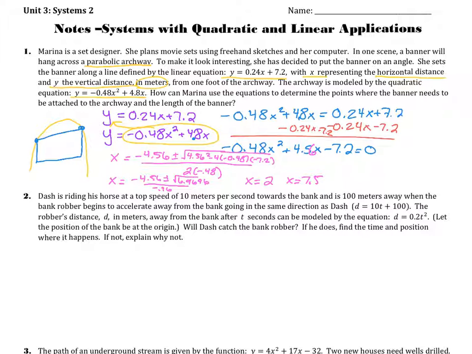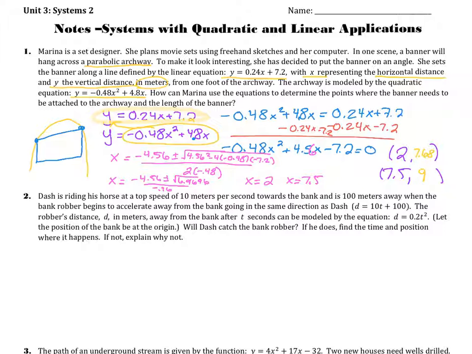Just like when we've been doing systems by hand and for non-word problems, I want to find the y's. So I'm going to have 2 comma something and 7.5 comma something. Typically I would recommend plugging this back into the linear equation. When I do that, I'll get 2, 7.68 and 7.5, 9 roughly. Now, that was quite a bit of work, and this is going to be on the calculator part of your assessment.